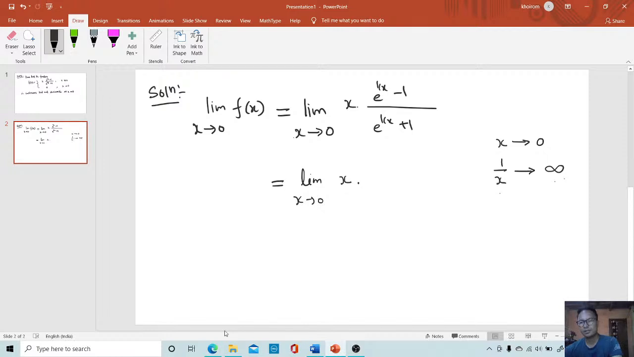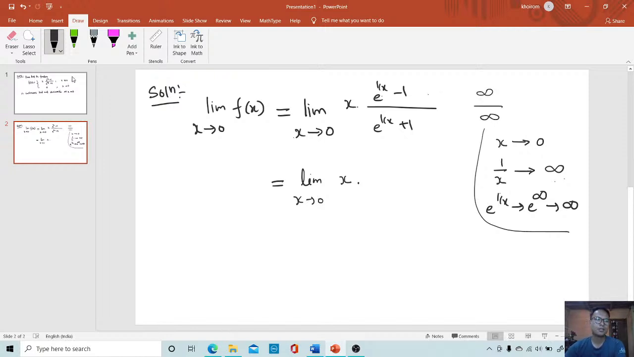Now, the 1 by x goes to infinity, so e to the power 1 by x is e to the power infinity. That means e to the power infinity, which is infinity, so this is a problem.